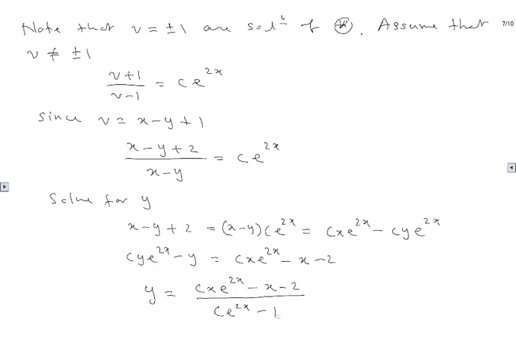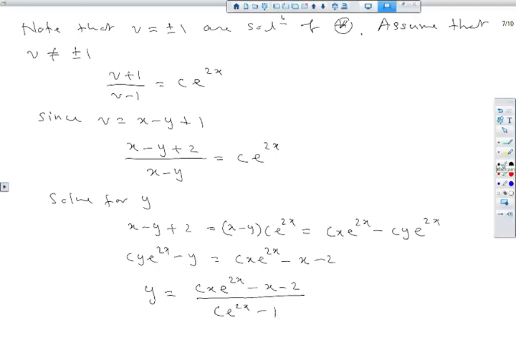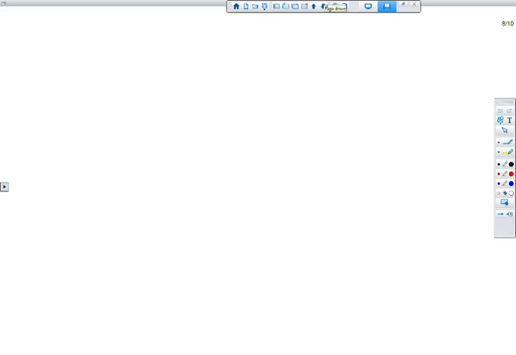But this is not the final answer, because we still need to know what's going to happen with v equal plus or minus 1. So we're going to consider those two cases separately. Let's see what's going to happen in each case. If v equal 1, you're going to get x minus y plus 1 equal 1. This is going to give you y equal x.